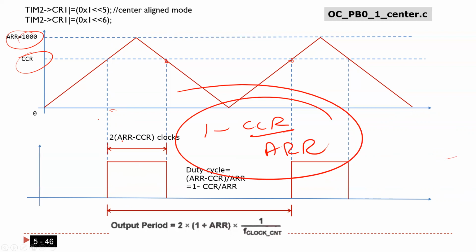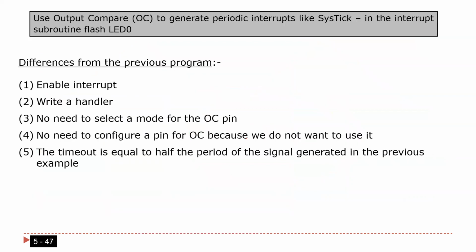Let me tell you the conclusion, a very important conclusion. Number 1, if you want to use this mode this way, I don't need interrupts. No interrupts. Number 2, the frequency depends only on ARR and the clock. Number 3, CCR can be used to change the duty cycle this way: 1 minus CCR divided by ARR. Is that okay? By this way I can change the duty cycle. Any questions?